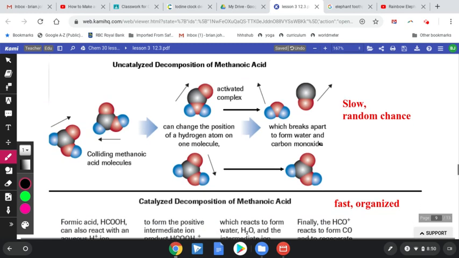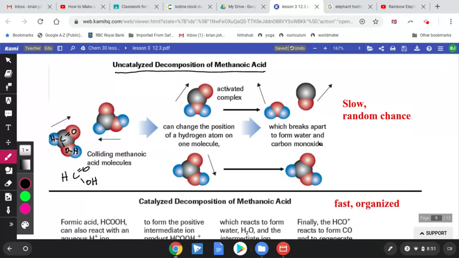So this is sort of the mechanics at the atomic level. This is an uncatalyzed reaction of methanoic acid decomposing. And if you remember, methanoic acid is HC double bond O, OH. In order for methanoic acid to decompose, two molecules have to collide at the perfect orientation with enough kinetic energy to slam together, break bonds, and make bonds.